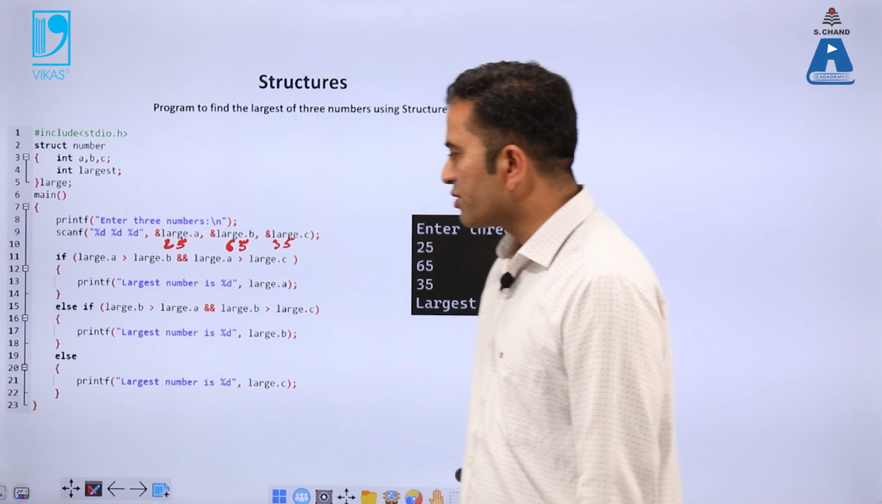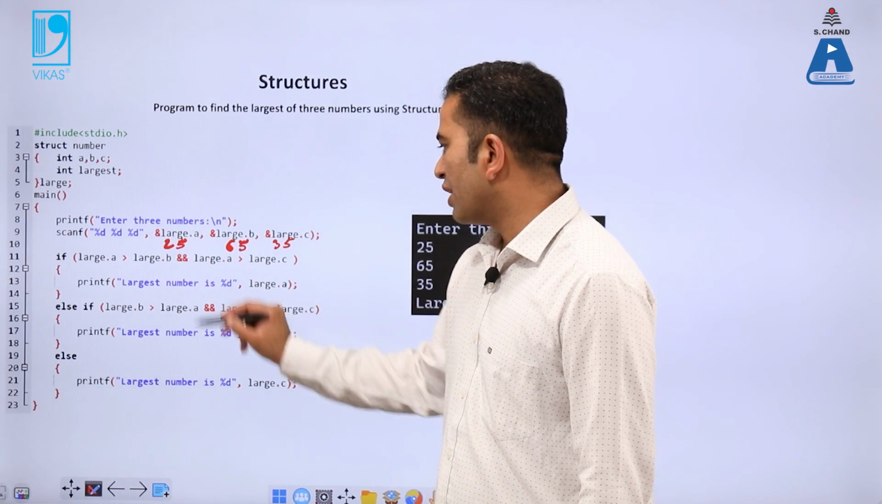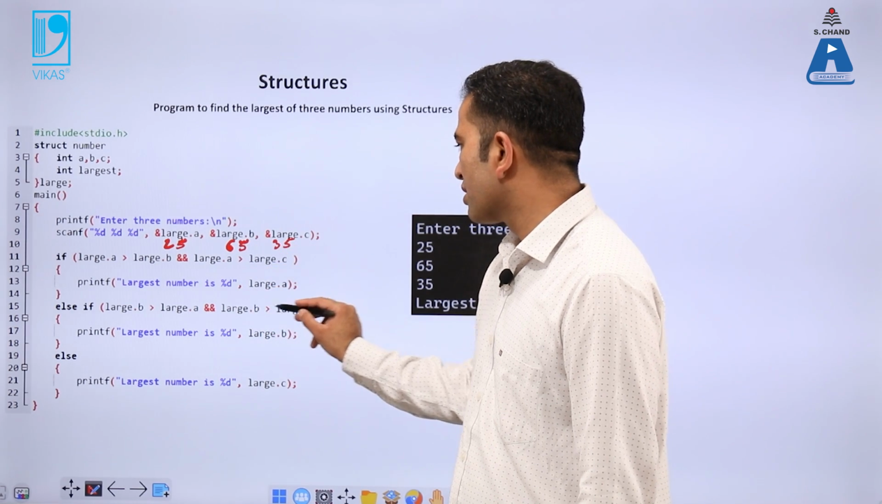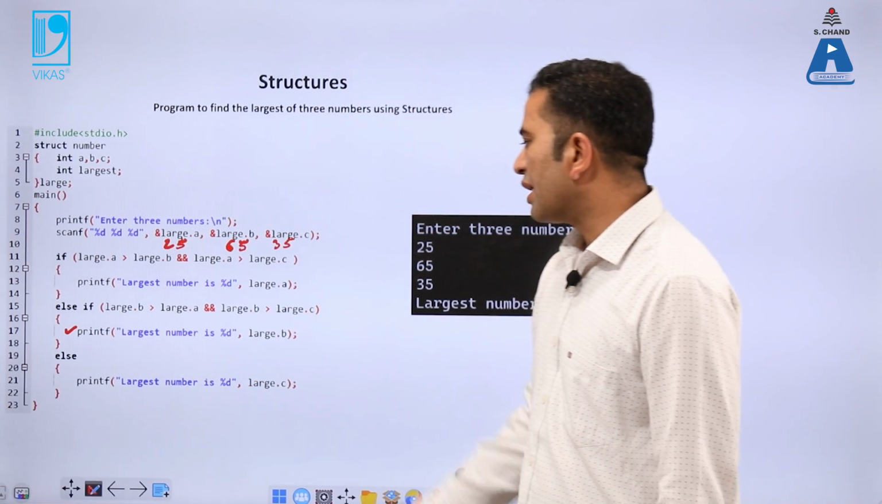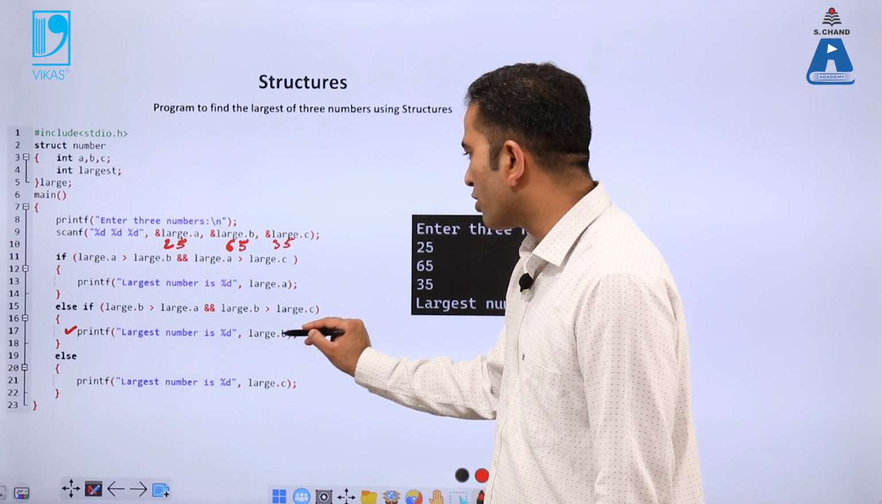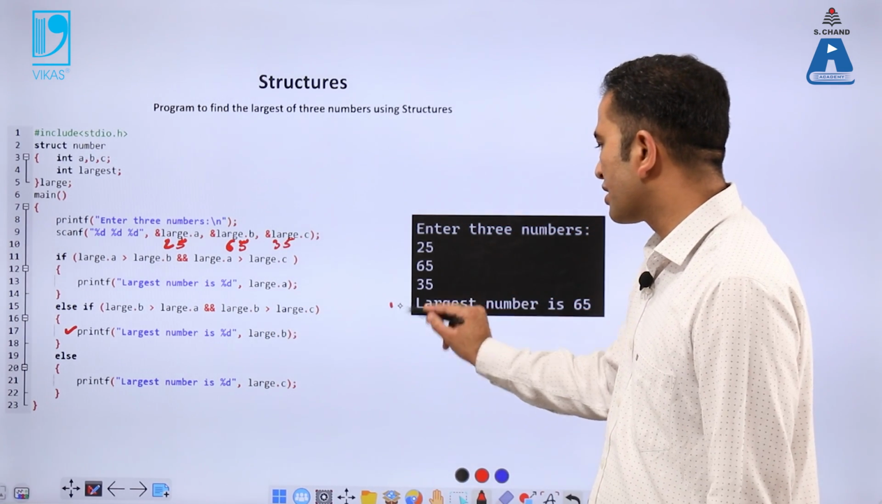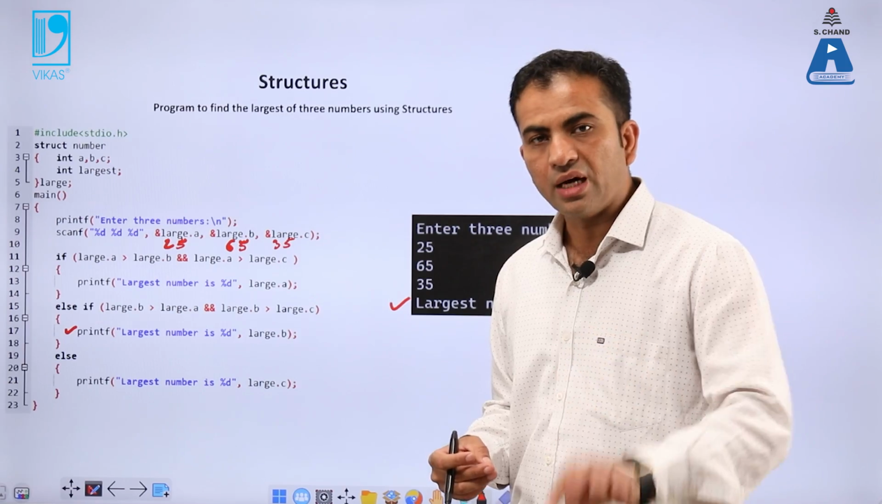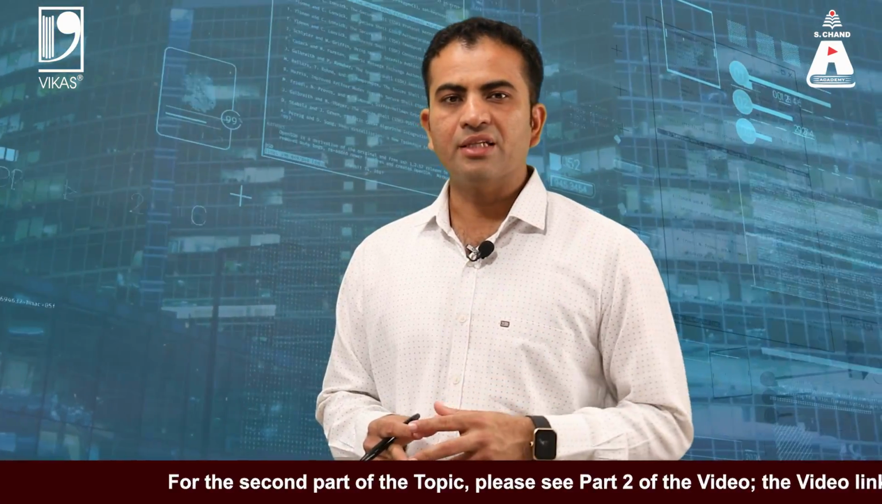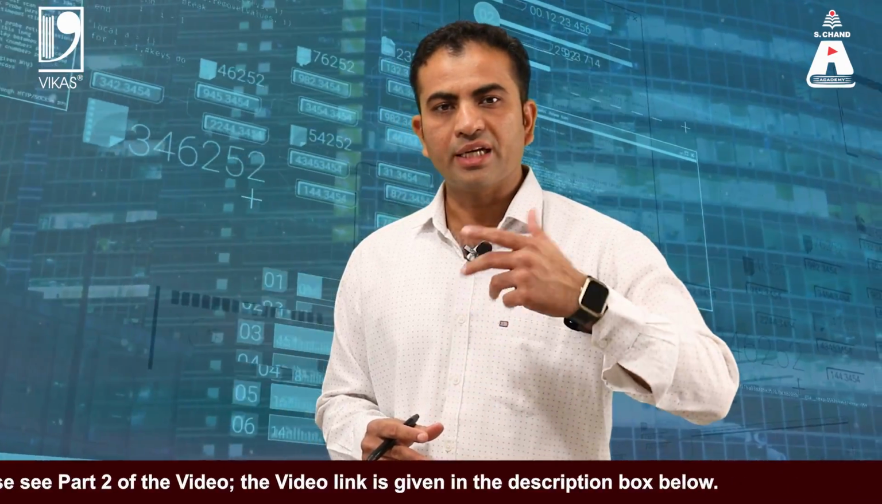Then we move towards the else statement. 65 is greater than 25, the condition is true, and 65 is greater than 35, yes, both the conditions are true. So it will go inside and it will print the largest number is b, that is large dot b, it will print 65, the largest number is 65. So this is the program to find the largest number using structures. So this was the end of the introduction of structures, in which we have studied how to define the structure. There are 2 ways to declare the structure and define the variables of the structure, and we have understood it with the help of a program as well.